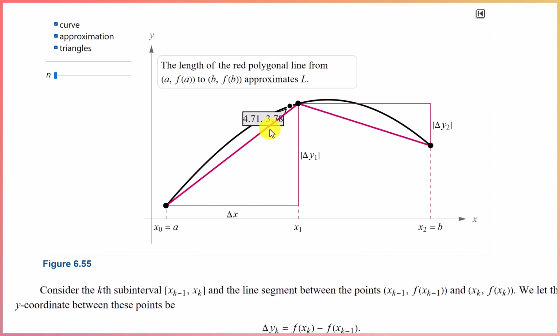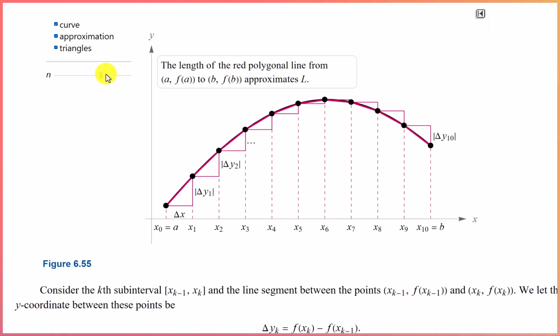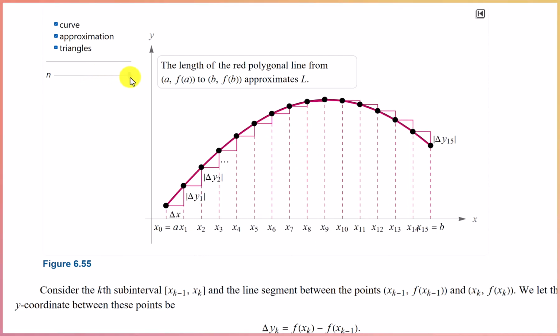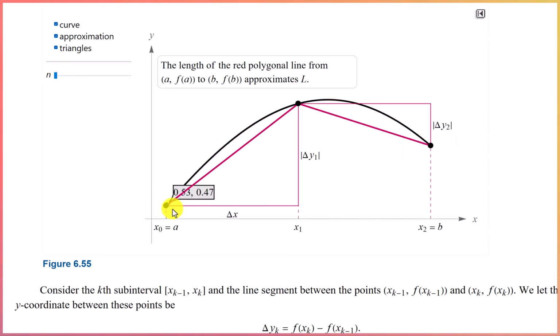Now obviously it's not going to be the exact value, but we're going to let the number of those triangles increase, increase, increase, so that the line segments themselves get smaller and smaller. We continue to add them all up, and we're going to end up with an integral. So how do we calculate the length of that line segment? Well, we're going to use the Pythagorean theorem.